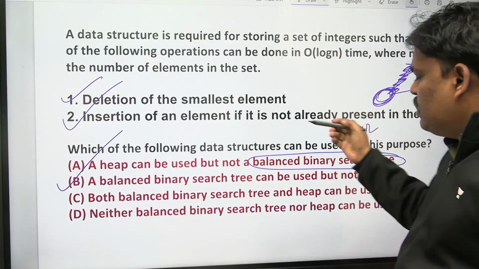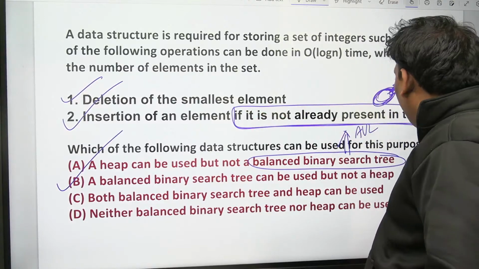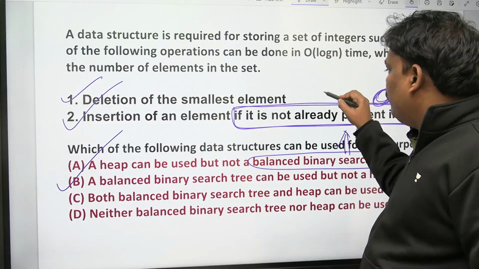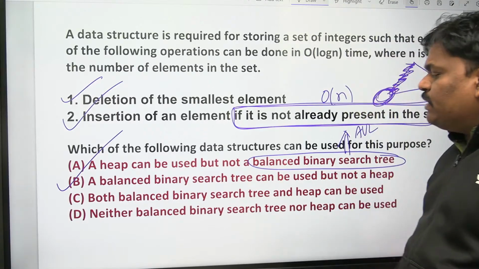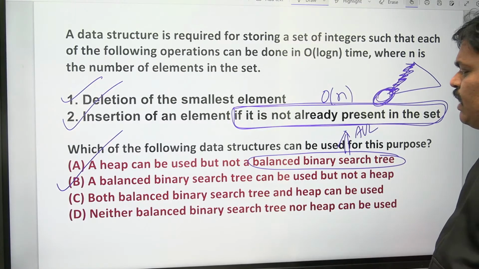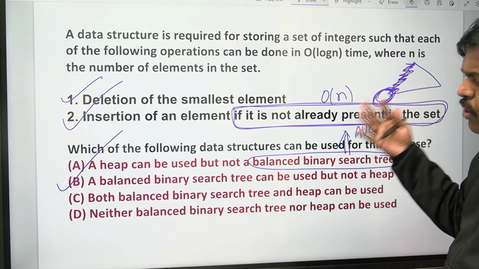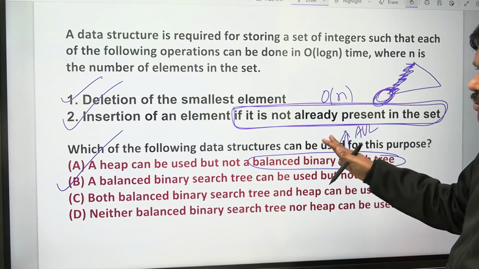But the condition is, see this one, if it does not exist already. To verify this condition, heap will take n time. First, verify whether it is there or not, which takes n time. After verification is over, insertion takes log n. So remember, the heap problem is that verification takes n time. But in the case of a balanced binary tree, verification takes log n, and insertion also log n, so overall log n.